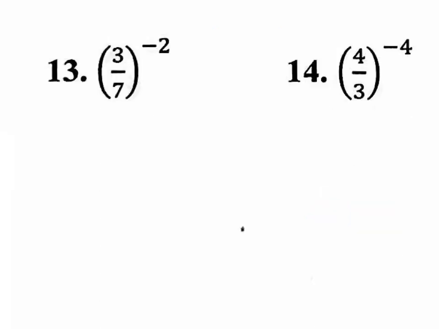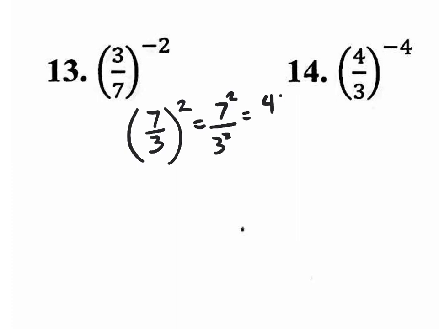So on the other video, I showed the little shortcut, where you could flip the inside fraction, make the exponent positive, and then distribute. If you don't want to do that, you don't have to. Actually, I'll do 13 and 14 differently. For 13, I'm going to do the little trick from the other video where you change that to a +2 and you flip it. So when I flip the inside, it'll become 7 over 3, and that outside -2 becomes a +2. So my answer will be 7 squared over 3 squared. That is 49 over 9. That's my answer for 13.